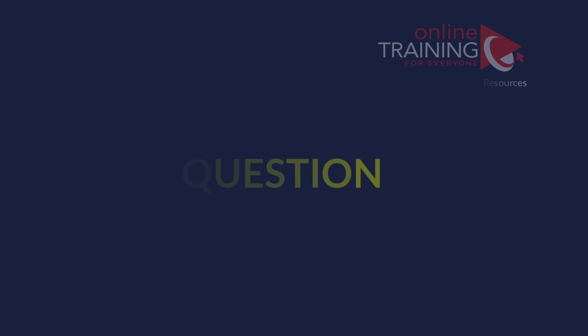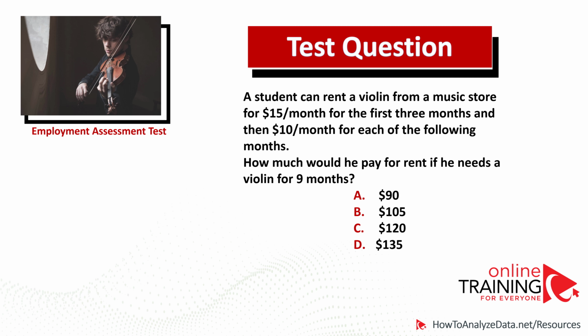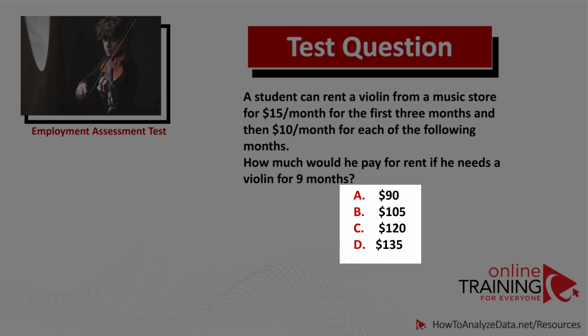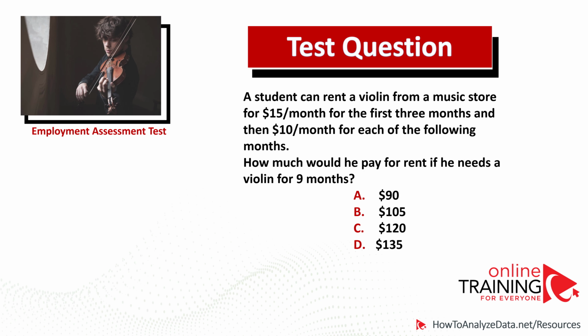Let's look at the interesting question you might see as part of employment assessment test. A student can rent a violin from a music store for $15 a month for the first 3 months, and then $10 a month for each of the following months. How much would he pay for rent if he needs a violin for 9 months? And you have 4 choices: $90, $105, $120, and $135. Do you think you know the answer? Let's see if we can get to the correct solution together.